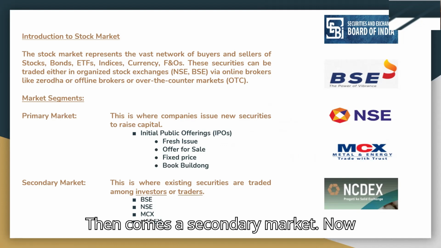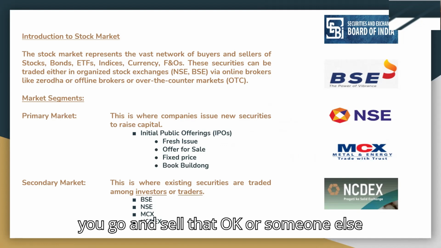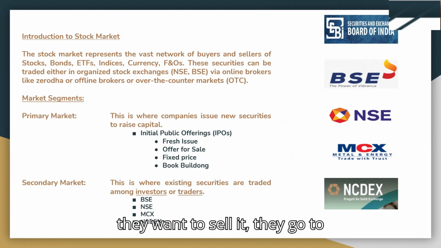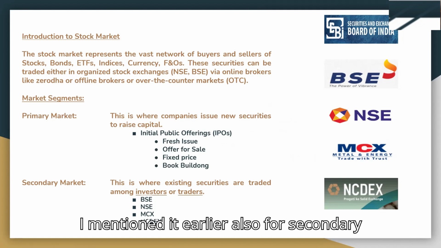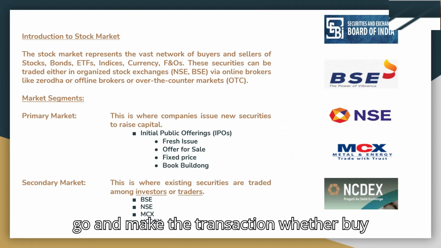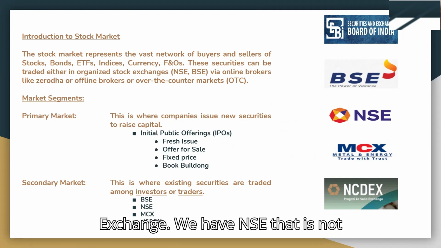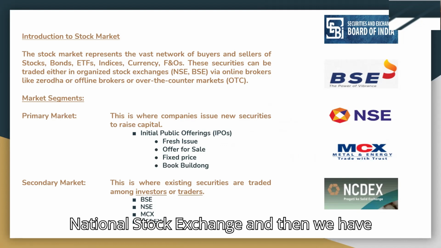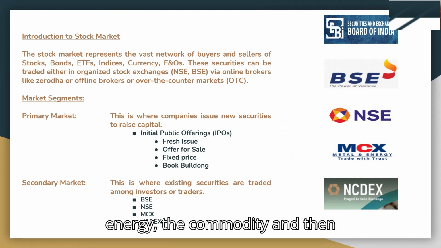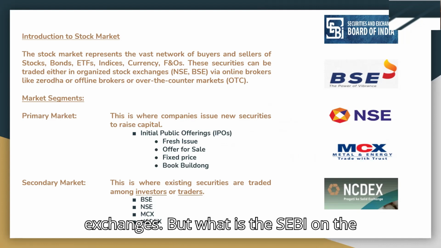Then comes the secondary market. Now secondary market is where, once you bought the share in an IPO and you need money, maybe you go and sell that. Or someone else bought it and now they need money and they want to sell it, they go to the secondary market. I mentioned it earlier also, for the secondary market, there are exchanges where investors and traders can go and make the transaction, whether buy or sell. We have BSE, that is Bombay Stock Exchange. We have NSE, that is National Stock Exchange. And then we have MCX, which is dealing in metal and energy, the commodity. And then NCDEX, again a commodity. So we have two for commodities and two full scale exchanges.